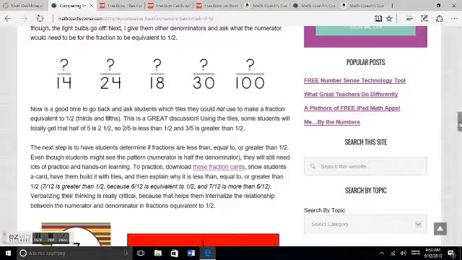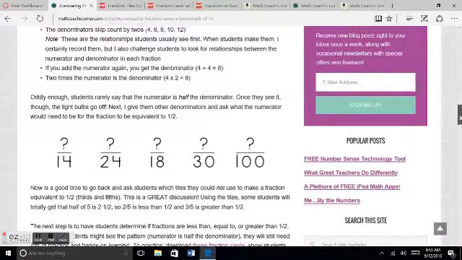After that, you can give them some higher or different fractions and ask them what the numerator would have to be in order for the fraction to be equivalent to 1/2. This is a higher DOK level question that allows them to think, okay, if the numerator is half of the denominator, what does it need to be to equal 1/2?